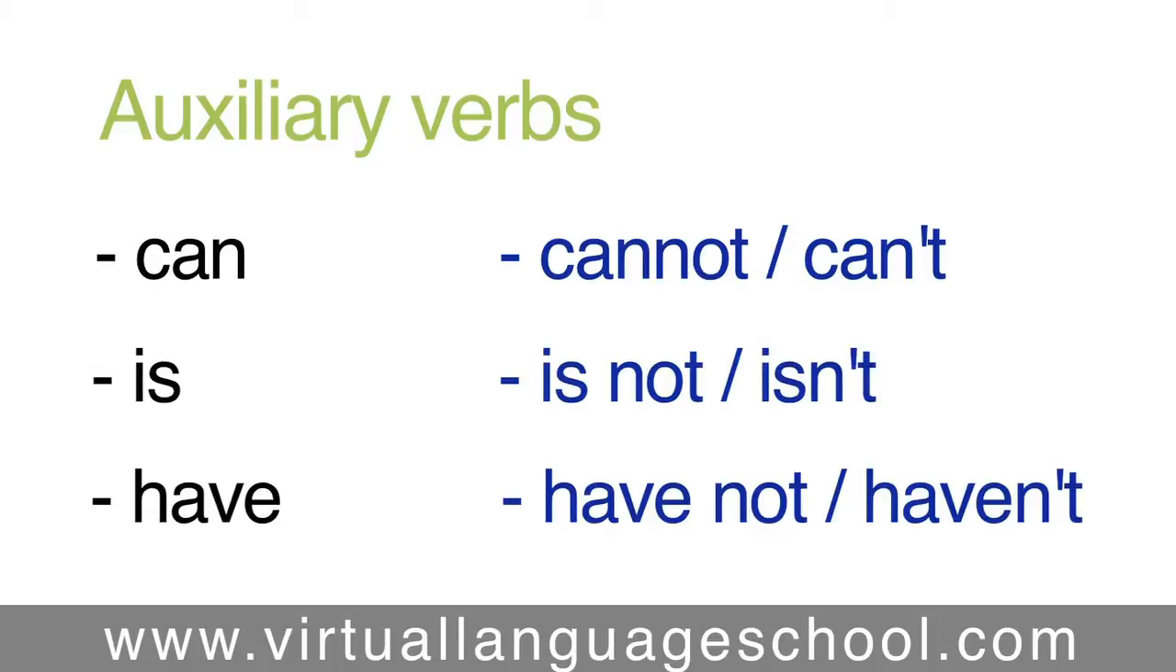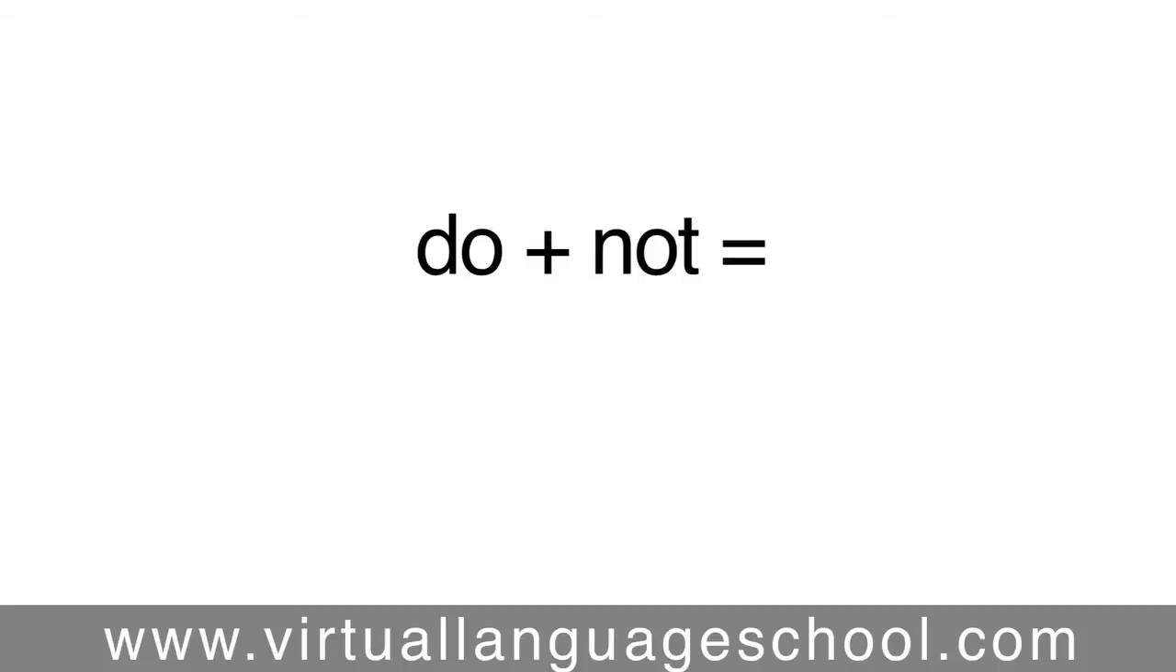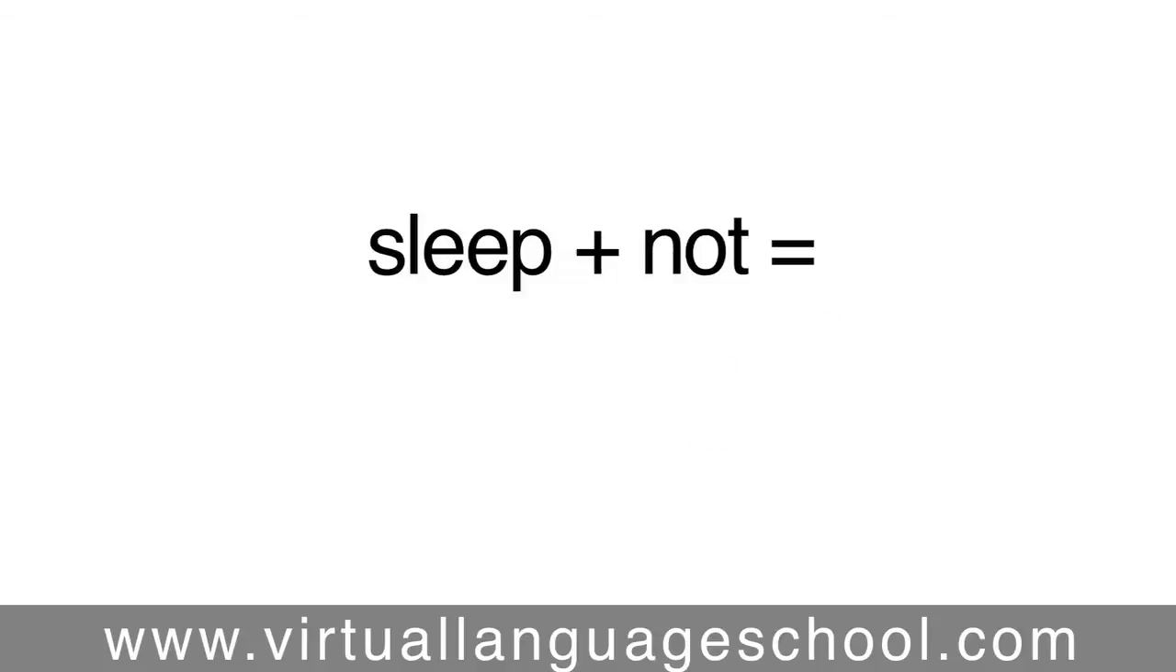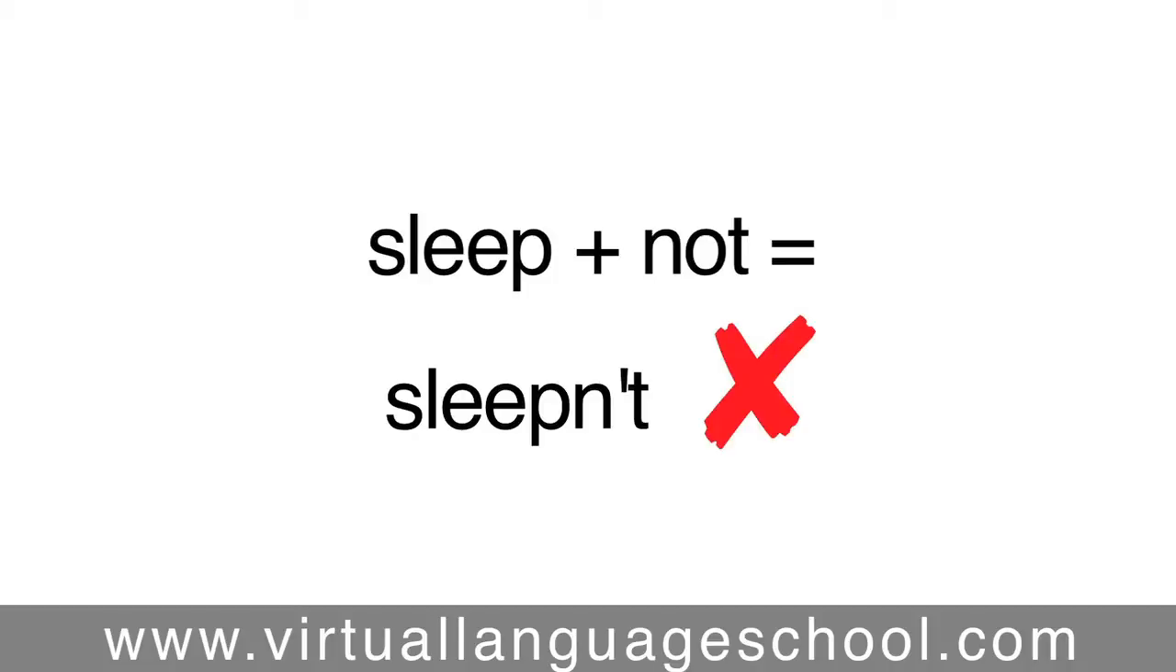A good way to tell if a verb is an auxiliary is to see if by adding not it becomes negative. For example, do plus not is don't. So do is an auxiliary verb. But sleep plus not is sleepent. Sleepent does not exist, so sleep is not an auxiliary verb.